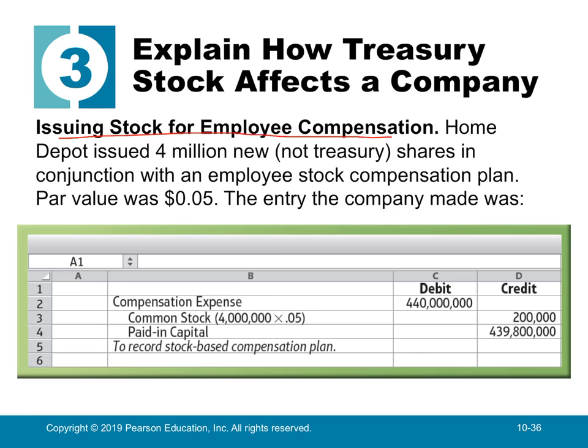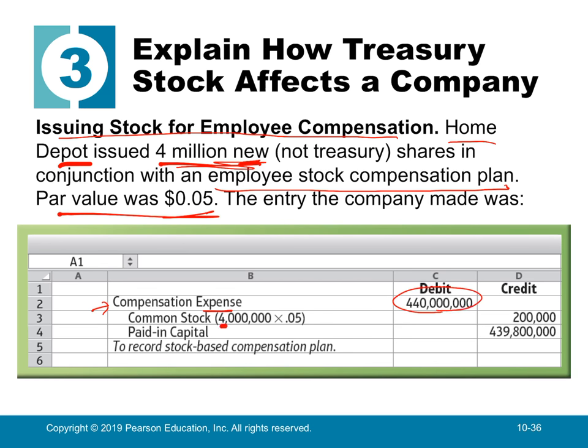What about issuing stock for employee compensation? So let's say Home Depot issues 4 million new shares in conjunction with an employee stock compensation plan. Par value was 5 cents per share. Well, we're gonna debit this expense, compensation expense, for 440 million.